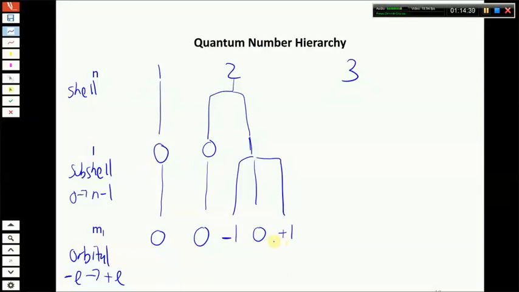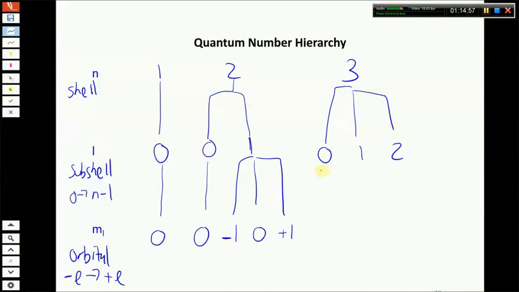And then finally, if we go to n equals 3, the last one I'll do, because these diagrams start to get ridiculous, for n equals 3, the allowed values of l are going to be, let's space these out a little bit, 0, 1, and 2. Because again, the highest value of l is n minus 1. n minus 1 in this case would be 2 if n equals 3. So those are the allowed values of l.